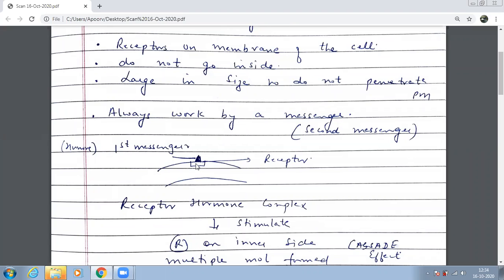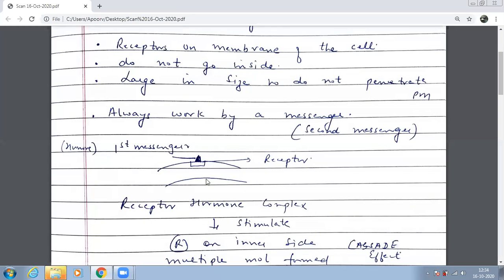This triangular shaded thing which I have drawn is your hormone. This hormone will come and bind to the receptor over here. So this hormone is called the first messenger. So who is considered to be the first messenger? The hormone, which will bind to the receptor.